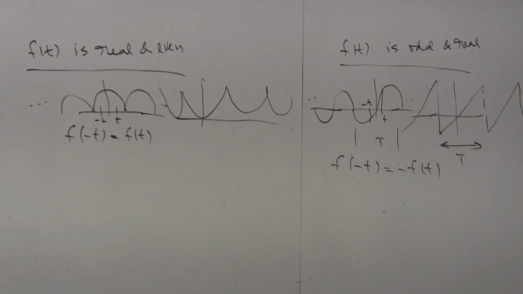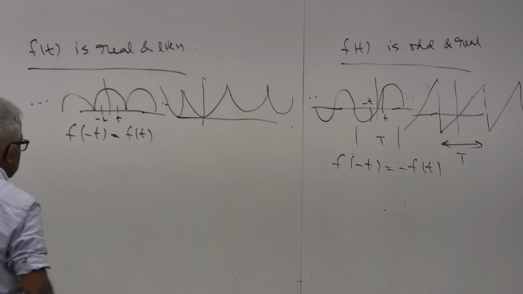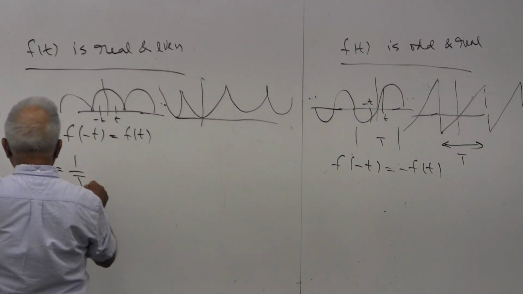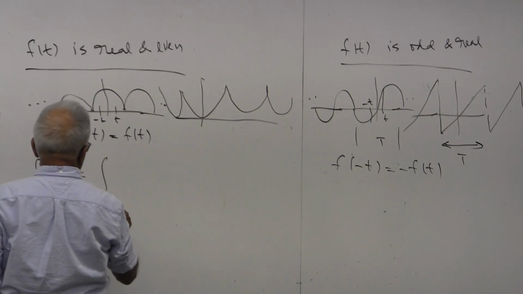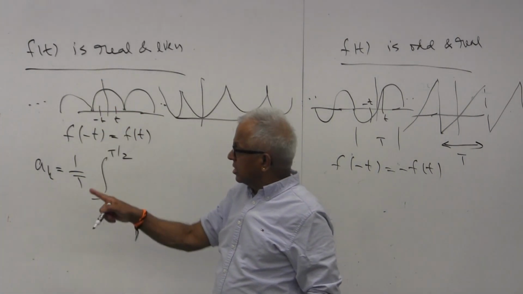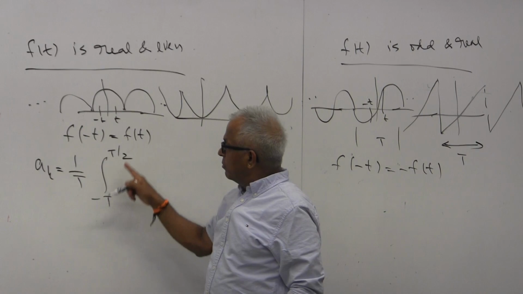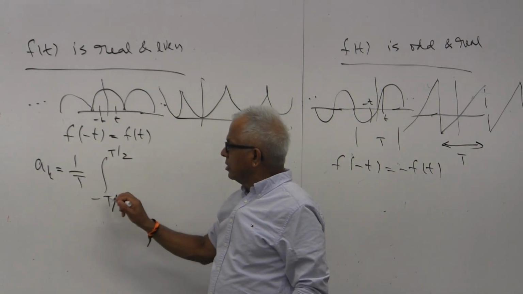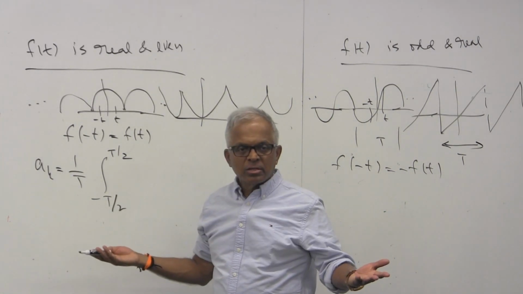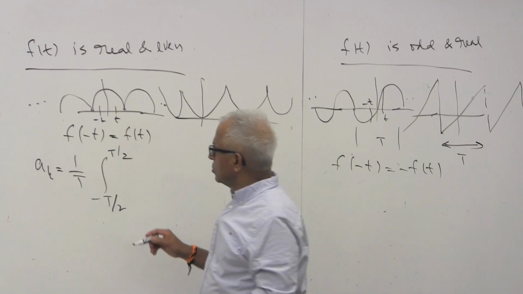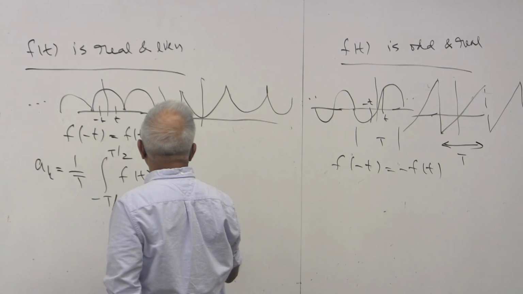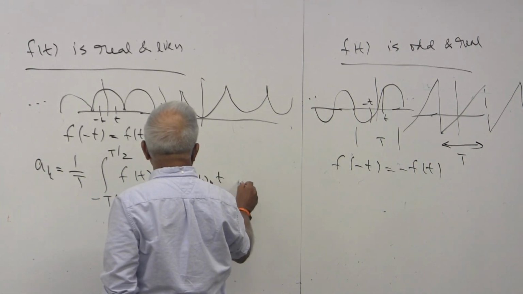And so if you look at ak here, ak is 1 over T. So you see, whatever we just discussed, I'm going to use this. Because it is even, I want to exploit that. Instead of doing the integration from 0 to T, I'm going to do it over a symmetric duration. Nothing is lost because it's exact. We already showed that, right? So f(t) cos k omega naught t dt.